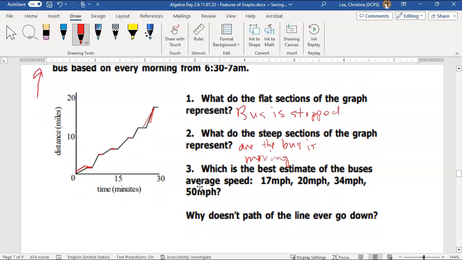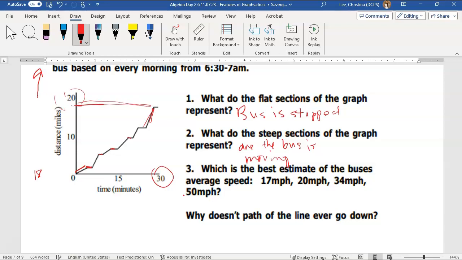Which is the best estimate of the bus's average speed? 17 miles per hour, 20 miles per hour, 34 miles per hour, or 50 miles per hour? Well, the bus has traveled approximately 20 miles in 30 minutes, right? So actually maybe a little less. Let's say 18 miles in 30 minutes.